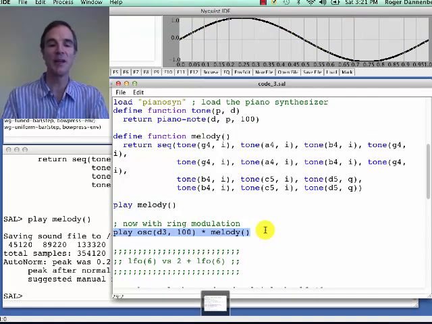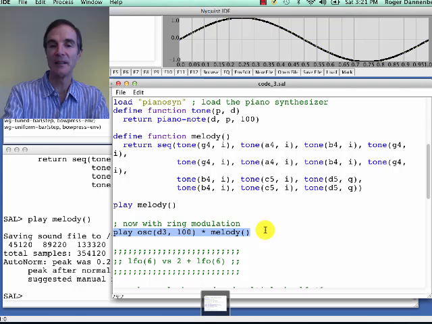And now let's multiply that melody by an oscillator pitched at D3.